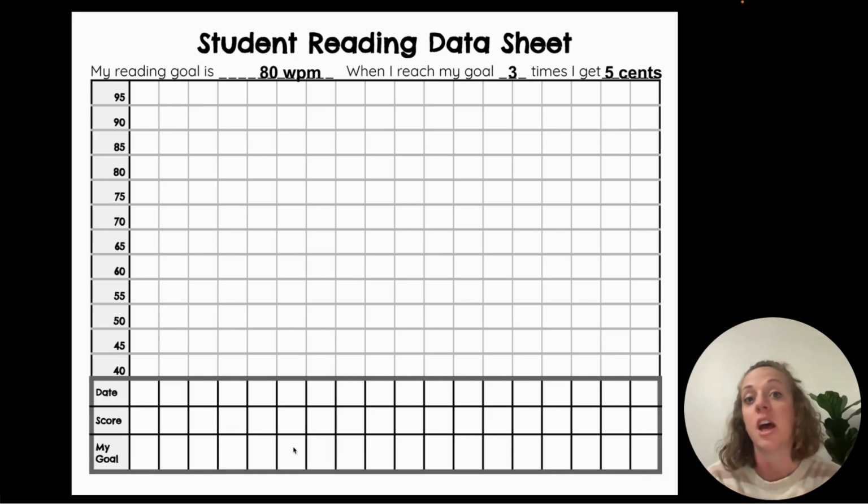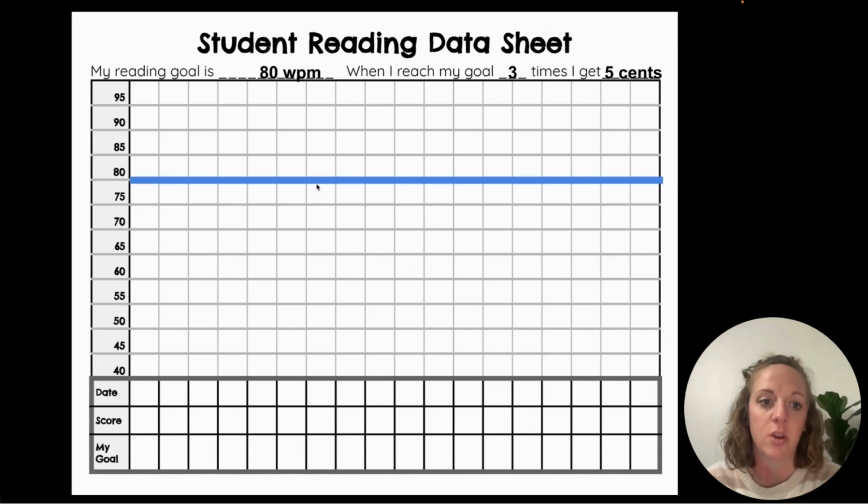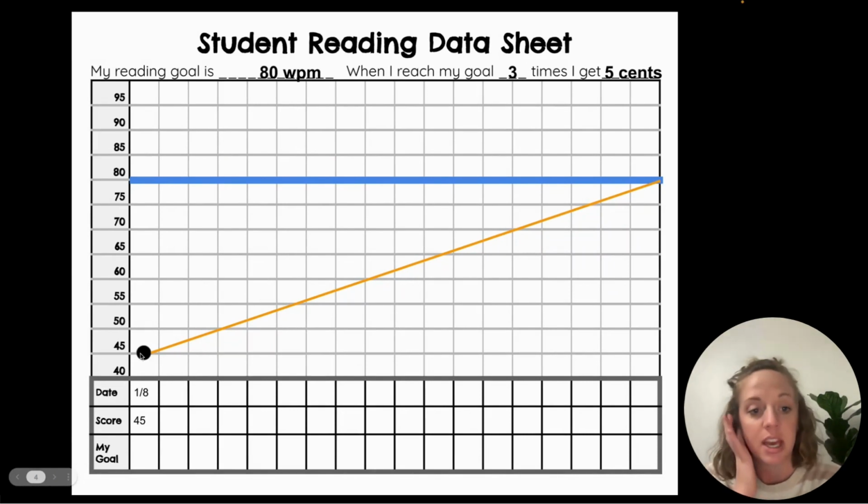For this student, I would not have them do it 3 times in a row. You can, it just depends on your student's needs and what motivates them. For this student, it's just 3 times in general. So then the next thing I do is I mark that line and show them, okay, this is your end goal. This is where you're trying to get to by the end of the year. And then I take their first data points and I say, okay, your first score is 45 words per minute. Here's the date. I mark it on here, or I have them mark it.